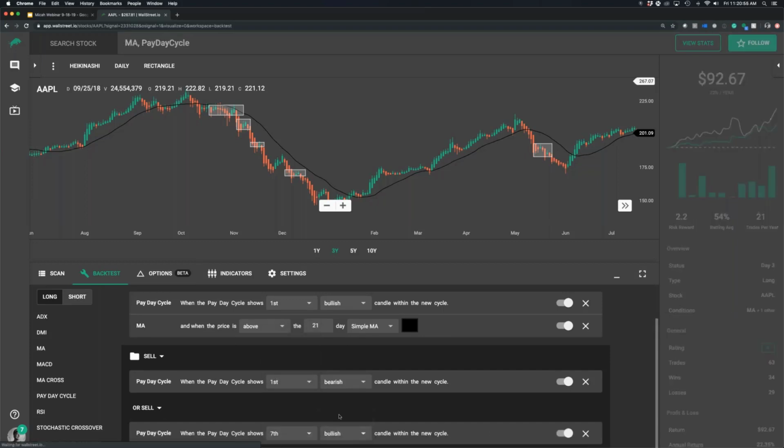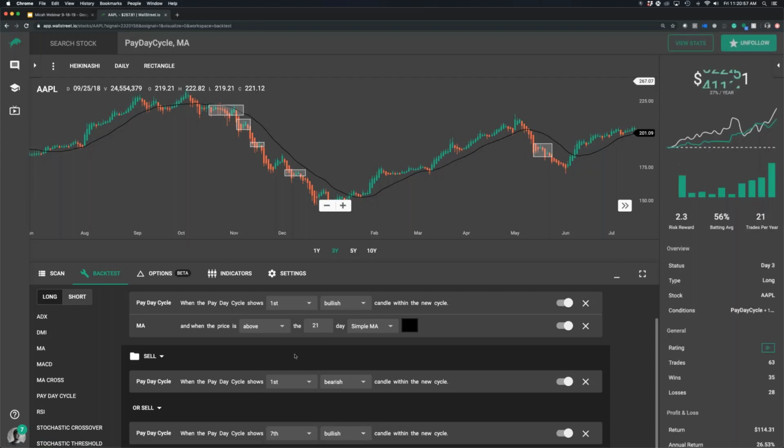And so here's how the strategy reads now. We want to buy on the first green candle, but only when it's above the 21-day moving average. I'll explain that in a moment. We're going to sell if we get a red one, or we're going to sell if it goes up for 7 days in a row.